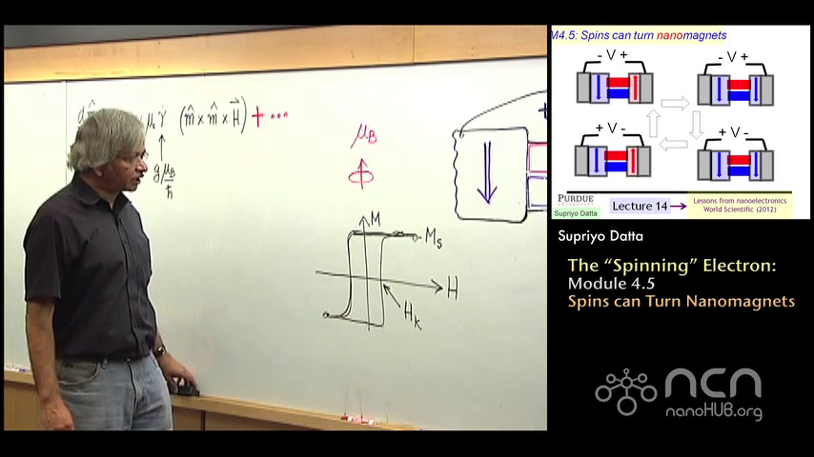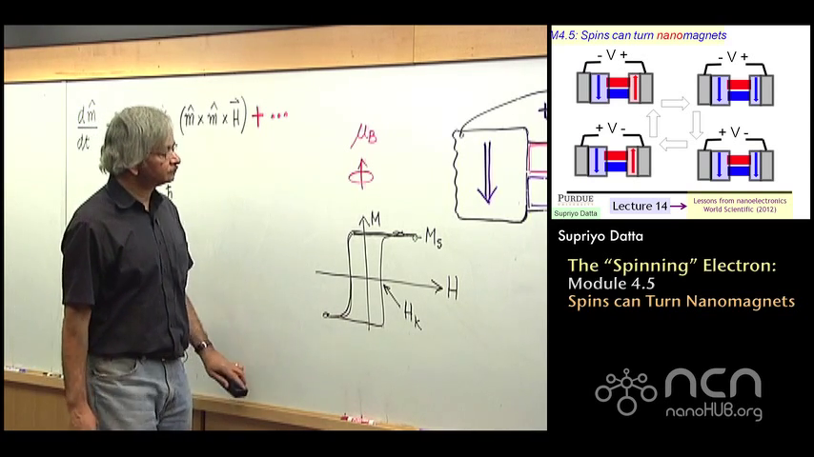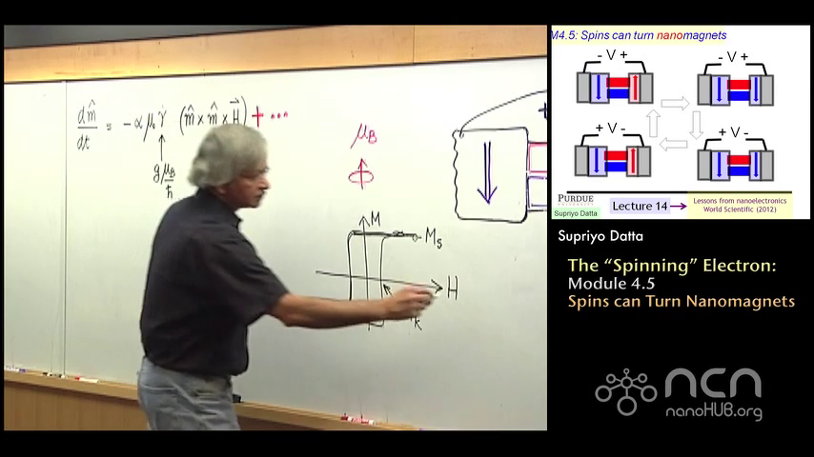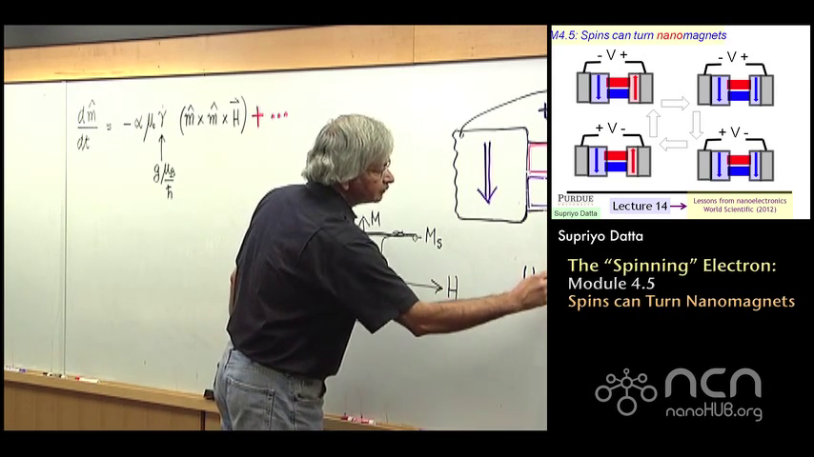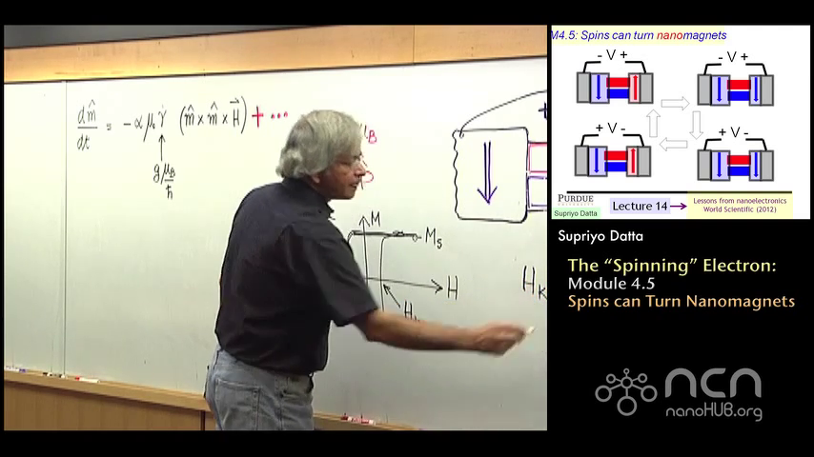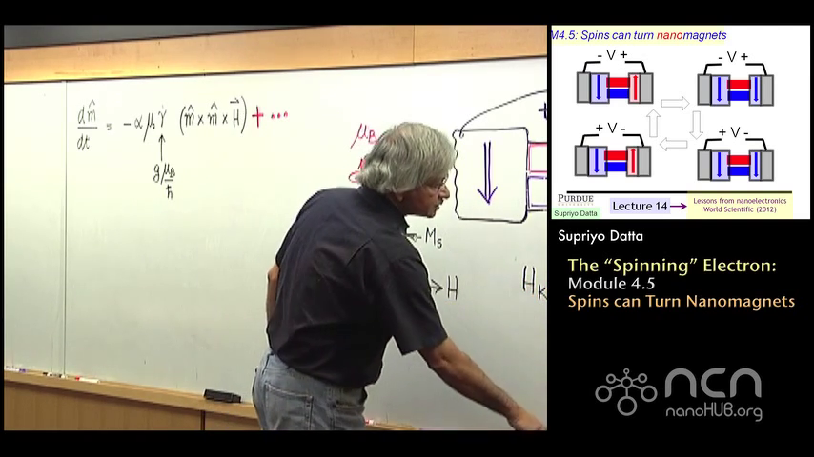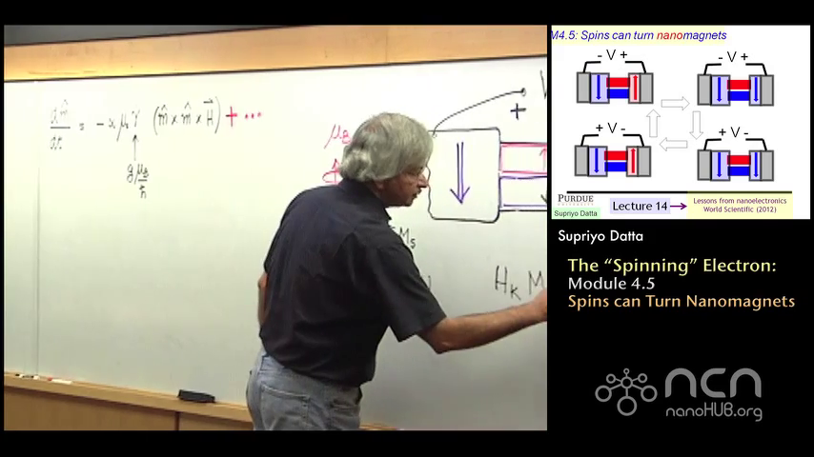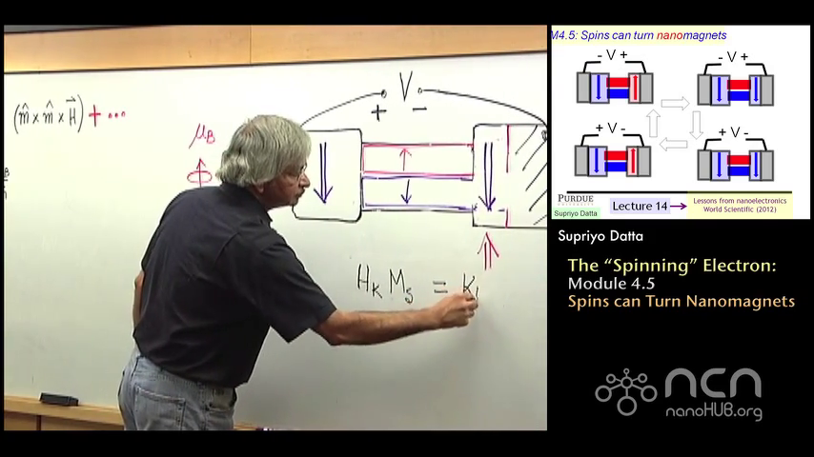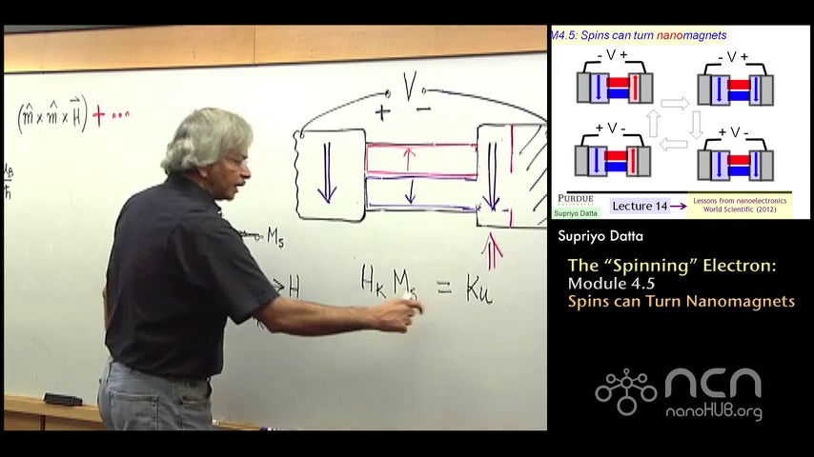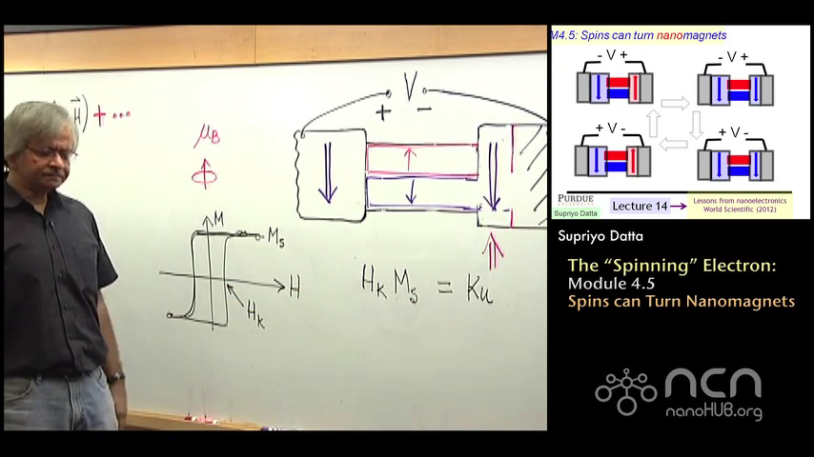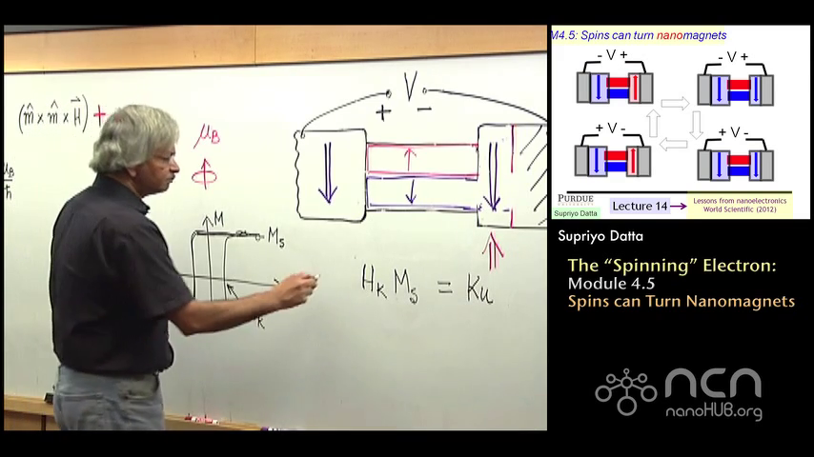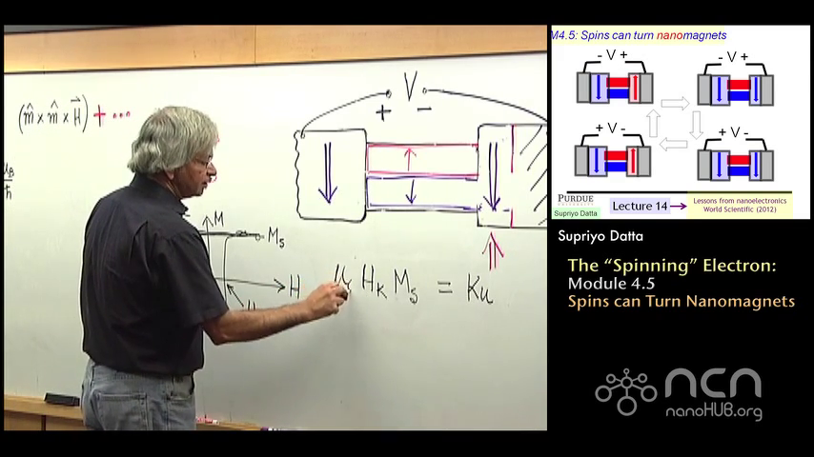And the product of the two, H_K and M_S, is often written as this energy, K_U. And I guess if I'm using MKS units, I should probably put a permeability here, mu 0.